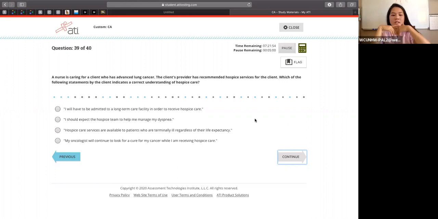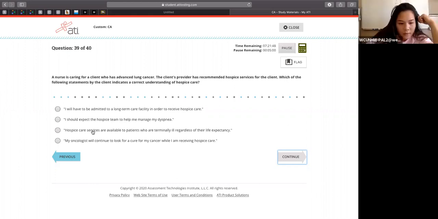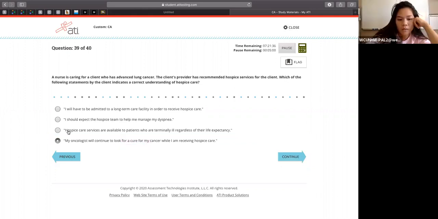Which one do you guys think it is? It's not D. It's not D, you're right. Why is it not D? Because there's not going to be a cure for it anymore. That's not their goal anymore. Yeah. It's not going to be C.